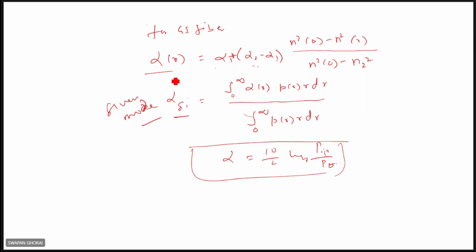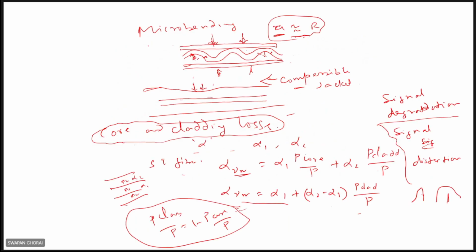This alpha GI will be the integral from 0 to infinity of alpha r times P r r dr, divided by the integral from 0 to infinity of P r r dr, right? This P r r dr is the power content in the mode at r. So by using these relations, you can estimate the loss in the core and cladding in GI fibers. So this is for the GI fibers, and earlier it was for the SI fibers. So this is all about the attenuations.